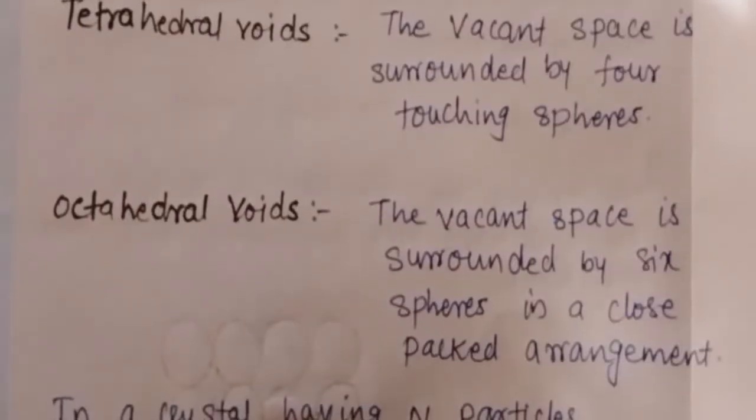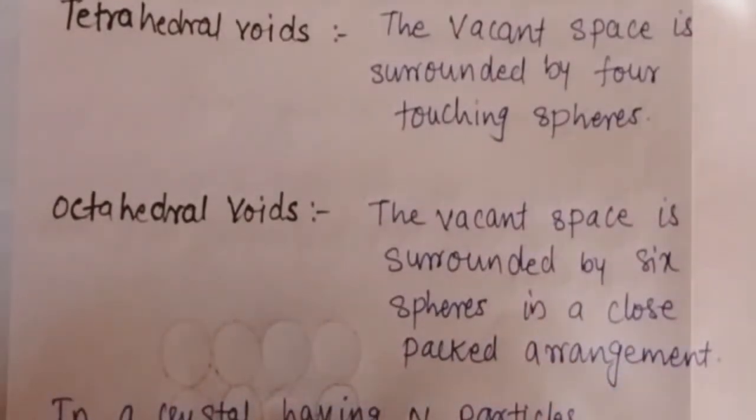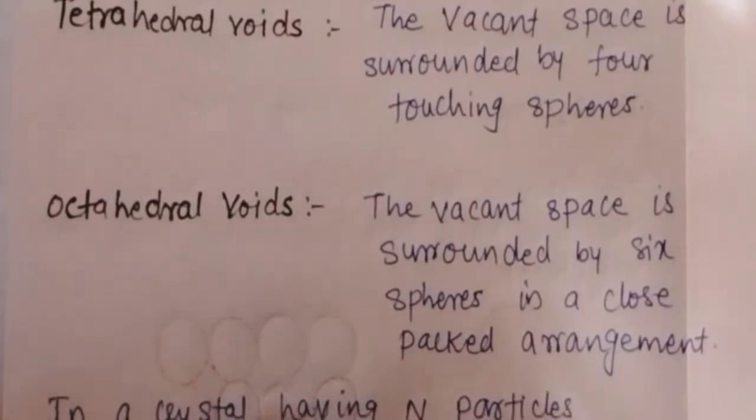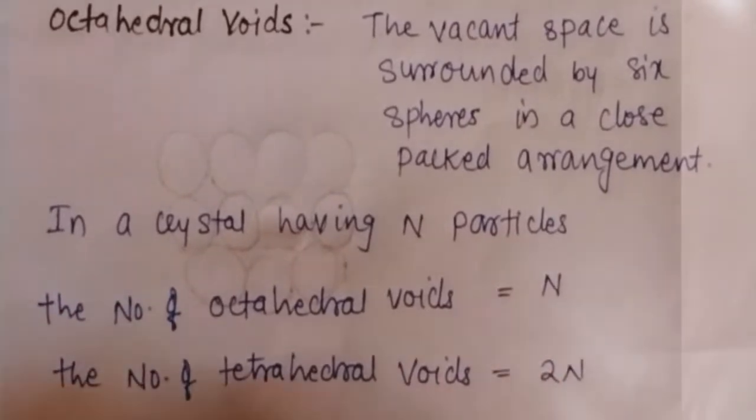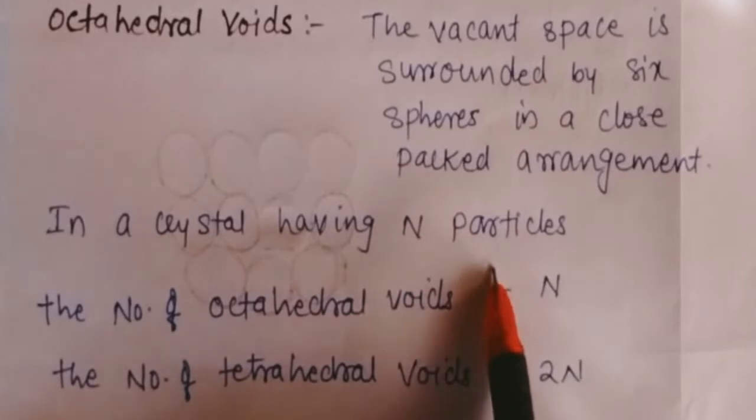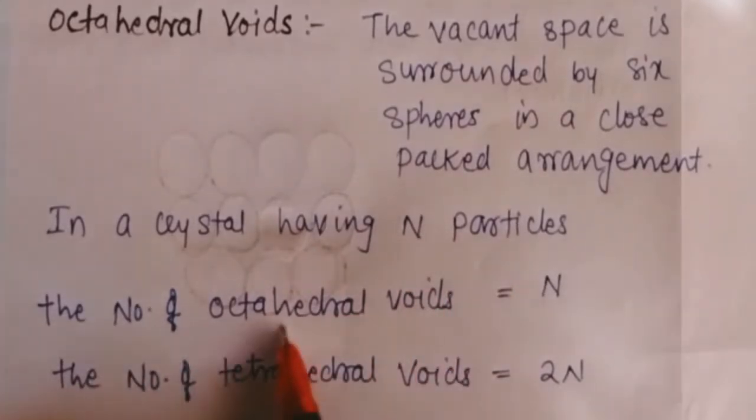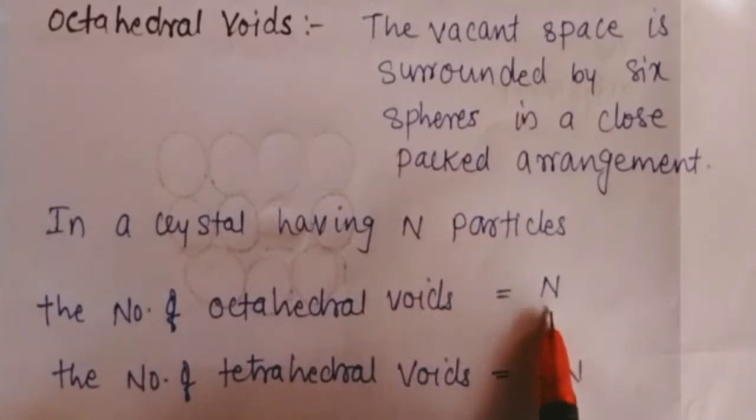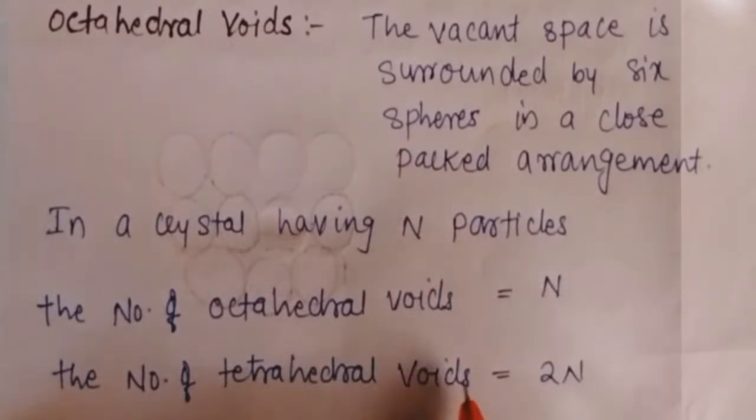These two are the voids present in a crystal close packing. The first one is the tetrahedral void and the next one is the octahedral void. In a crystal having n particles, the number of octahedral voids is equal to n, the number of particles, and the number of tetrahedral voids is equal to 2n. Tetrahedral voids are twice the number of particles.